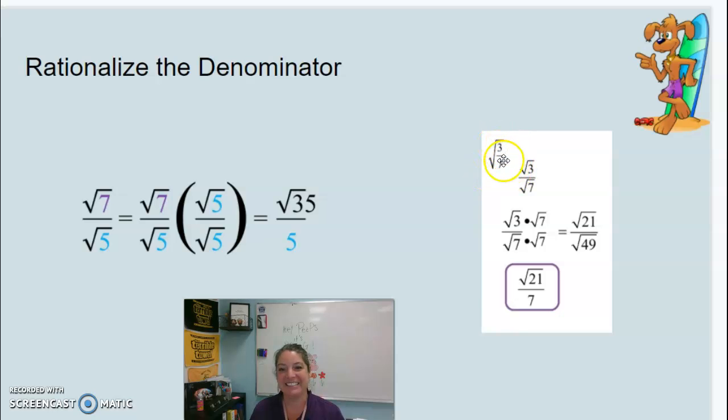This one, okay, same thing. You're going to multiply by that root 7 over root 7. Okay, so we get the square root of 21 on top, and the square root of 49, which is 7, on the bottom. Now keep in mind, one more time, you cannot simplify if one is under the house and one is out of the little radical house. Okay, you can only simplify them if they're together.